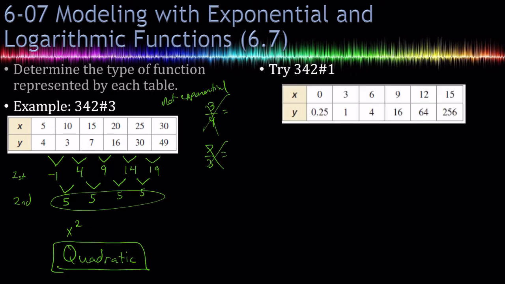Why don't you try this one, number 1? Remember to check to see if it's exponential by dividing the y values. If they're all the same, it's exponential. If not, try subtracting to do the differences and see if it's polynomial. Pause while you do that. The answer is you're always multiplying by 4. Our ratio is 4, which means it is exponential. The y values multiply by 4 to get the next one.